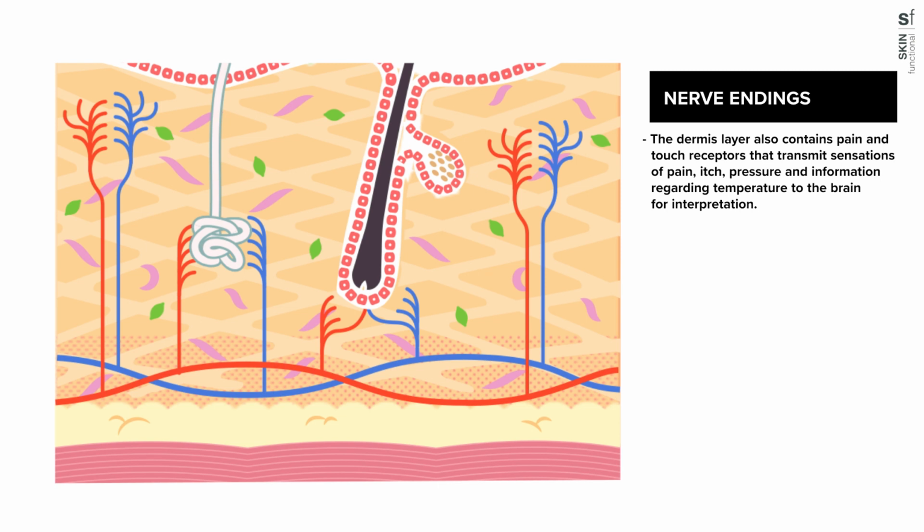information regarding temperature to the brain for interpretation. If necessary, shivering, which is an involuntary contraction and relaxation of muscles, is triggered, generating body heat.